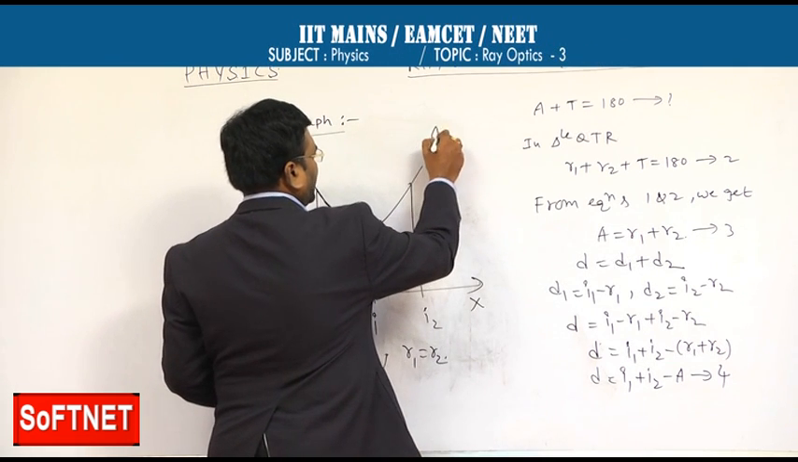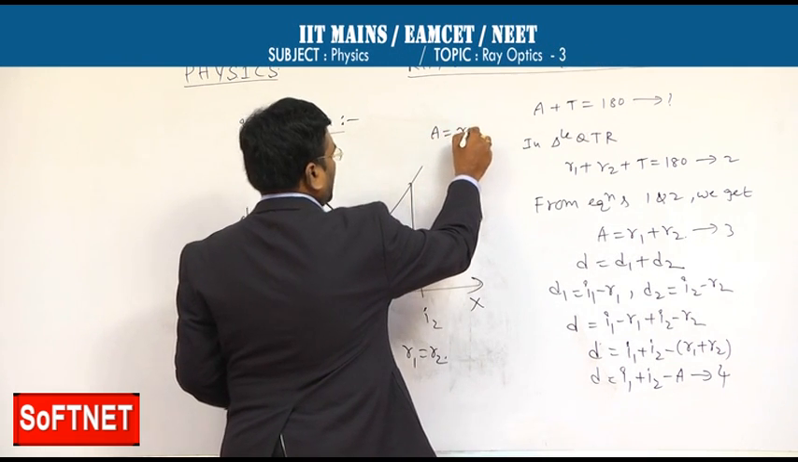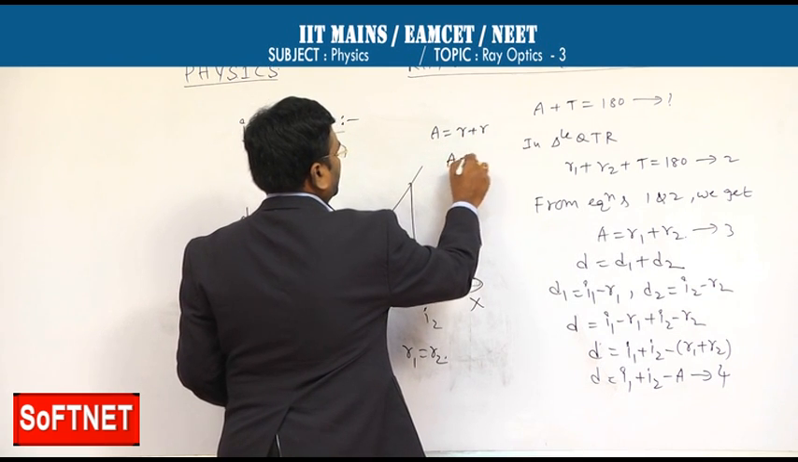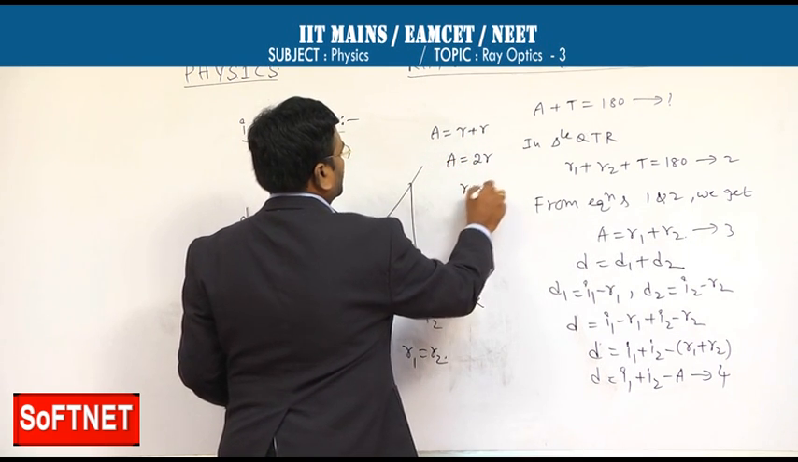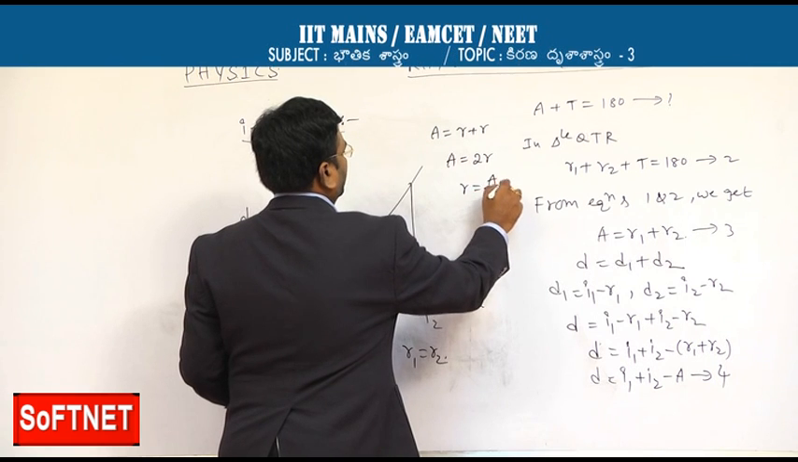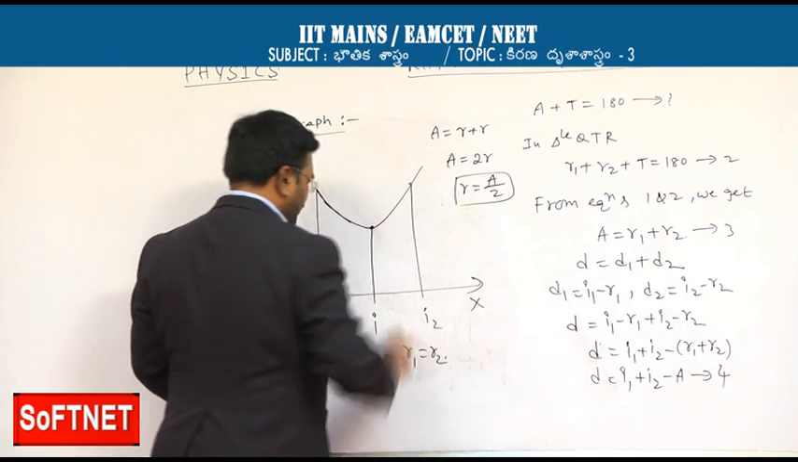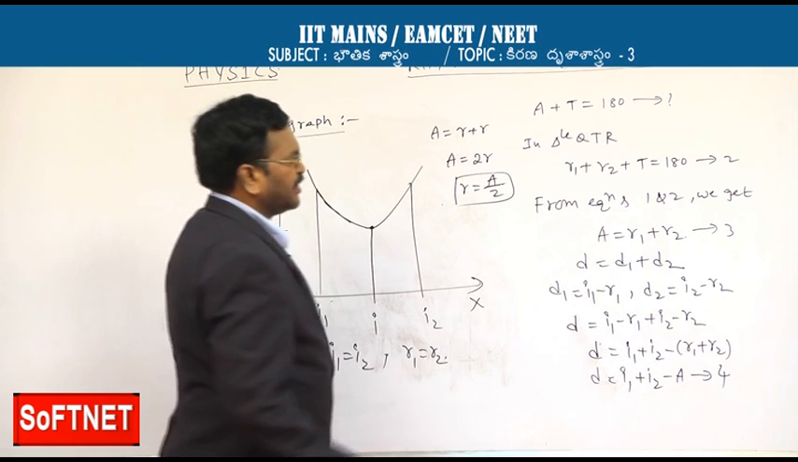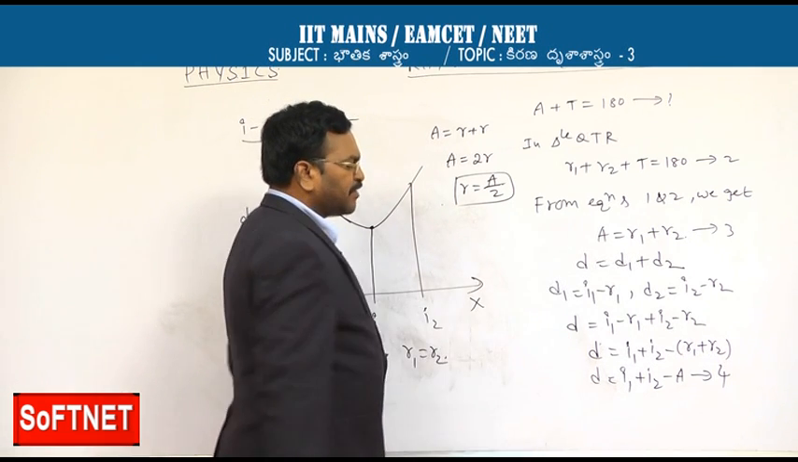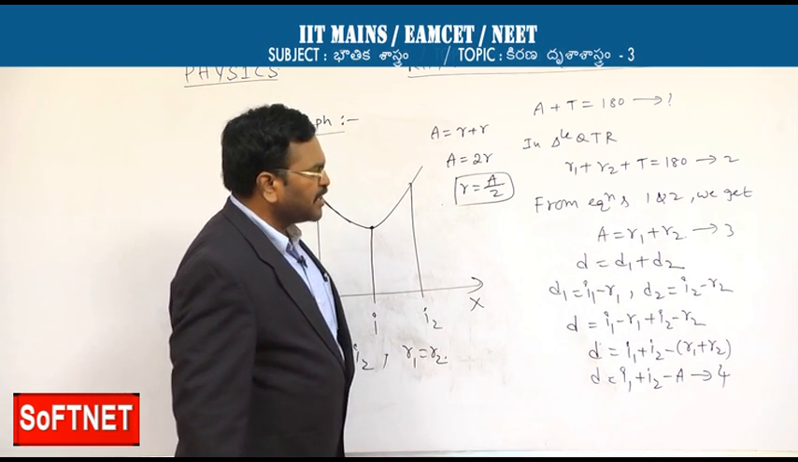Now what are we getting? A is equal to R plus R, so A is equal to 2R. So R is equal to A by 2. At minimum deviation, R is equal to A by 2, and minimum deviation is given by the formula I1 plus I2 minus A.